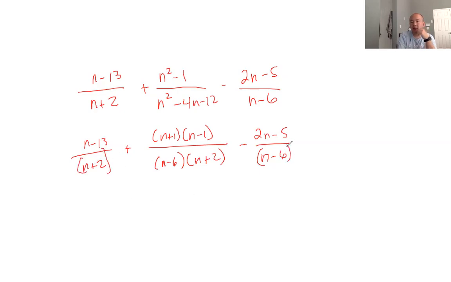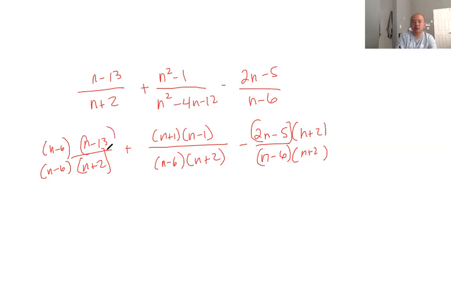So if you look at the common denominators, this is missing an n minus 6, so you multiply the top and the bottom by n minus 6. This has both factors, but this doesn't have an n plus 2, so we're going to multiply this by n plus 2. And make sure, again, you're multiplying this as a binomial, with the distributive property, or FOIL method, sorry.